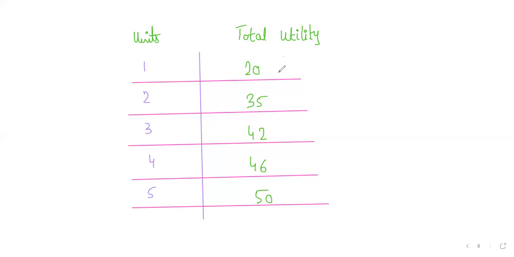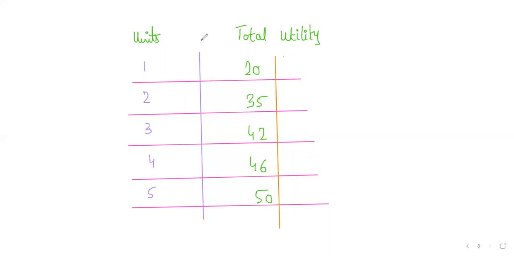So when you consume the first burger, the total satisfaction you felt was 20 utils. When you consume the second burger, the total utility you felt was 35. After the third one, 42, 46, and 50, and so on. Now, based on these values, we are about to calculate your marginal utilities. To calculate marginal utilities, as I've just shown you the formula, you have to take the difference.